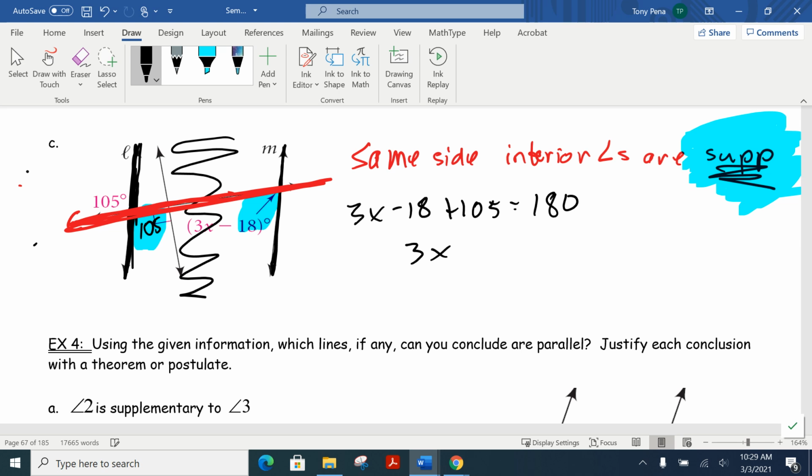All right, so let's combine some terms here. Oh gosh, what is 105 minus 18? So that is 87. Yeah. All right, and then divide, and we should get what, 29?